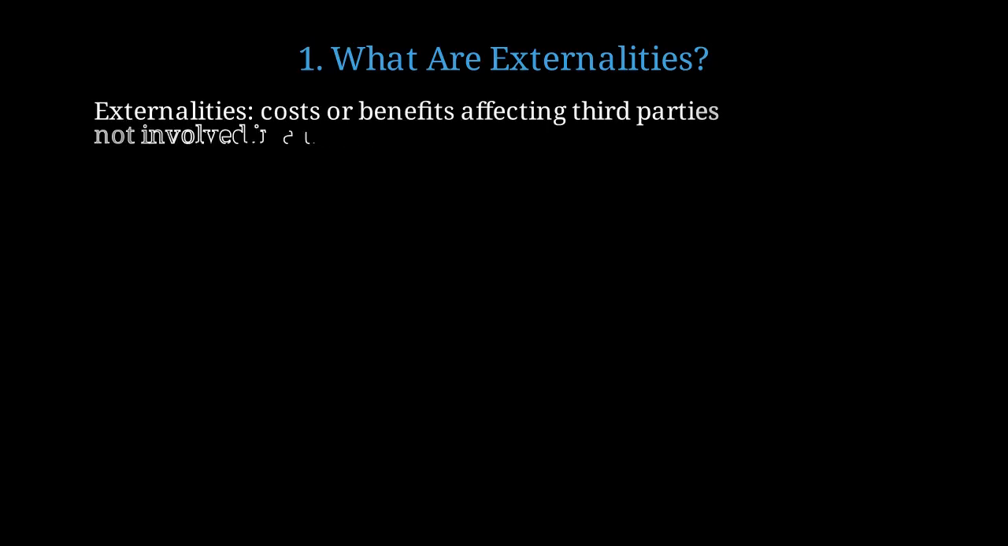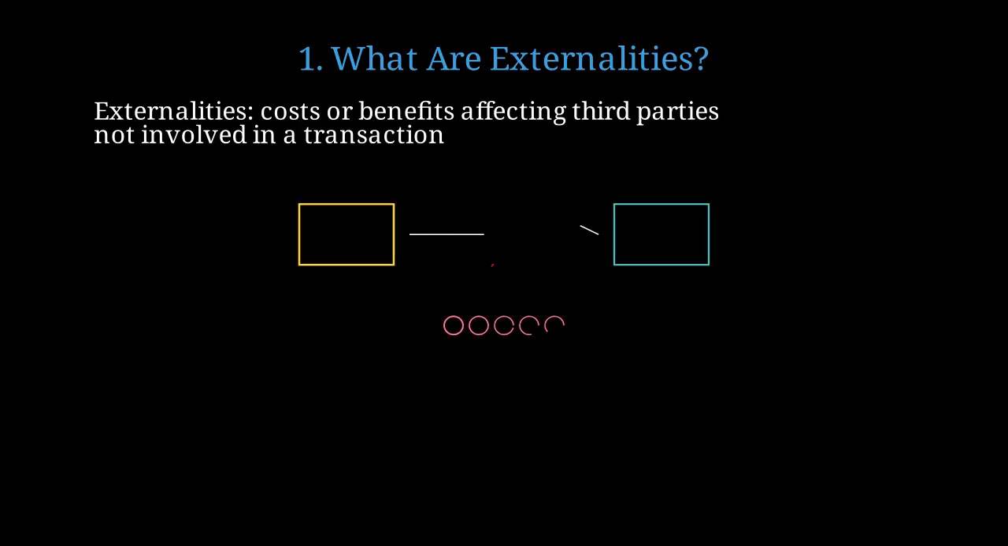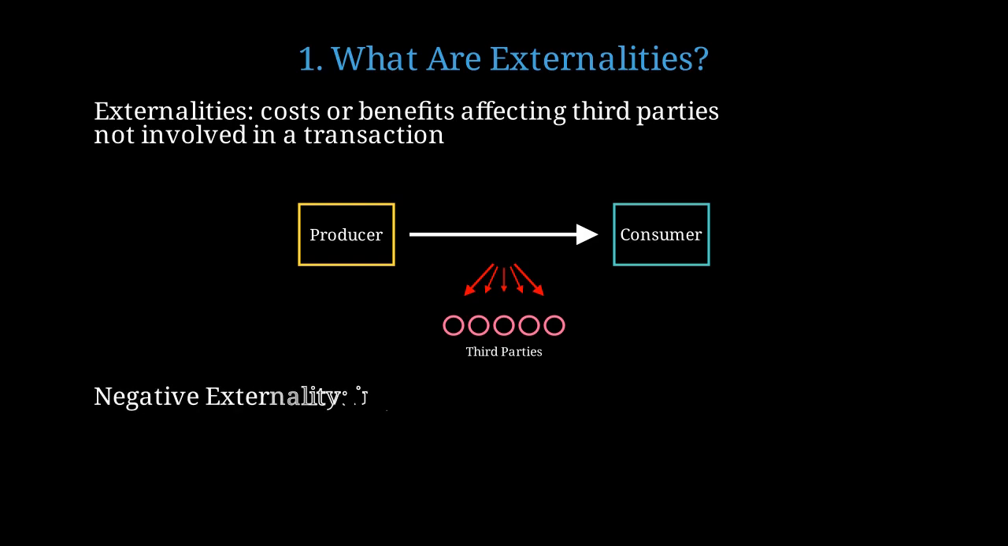An externality is a cost or benefit that affects someone who didn't choose to be part of the transaction. When a producer and consumer make a transaction, the effects often spill over to third parties who had no say in the decision. A negative externality imposes unwanted costs on others, like pollution from a factory affecting nearby residents. A positive externality provides benefits to others, like education, benefiting society through a more informed citizenry.